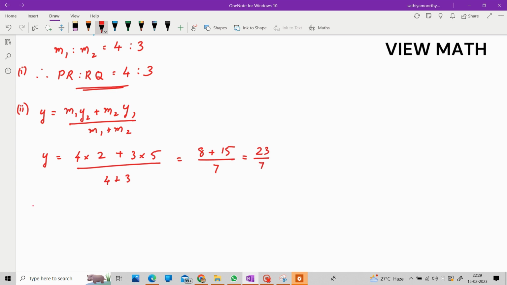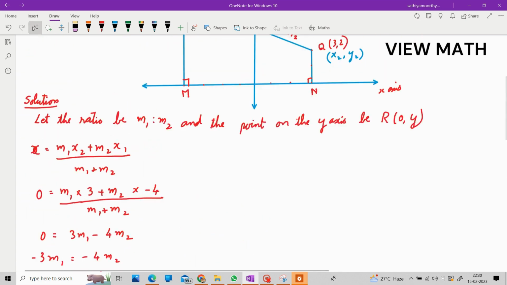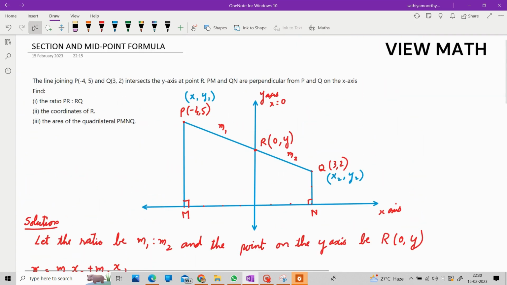So what is the coordinate of R they're asking us to find out? Therefore the coordinate of R is, x coordinate is 0 and just now we found out the y coordinate, it is 23 by 7. So second subdivision is over. Third subdivision is to find out the area of the quadrilateral P, M, N and Q.